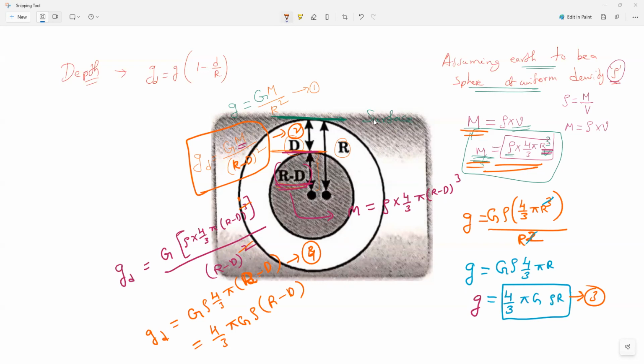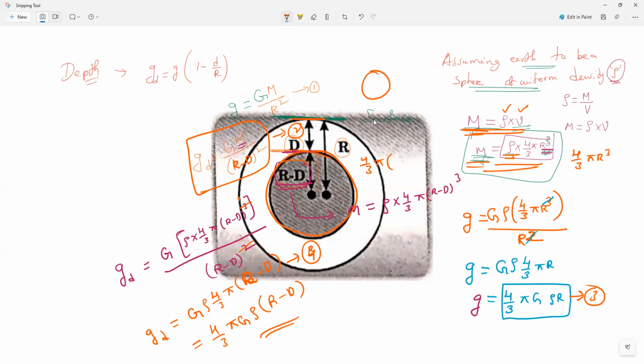So that's all it is. Nothing else I'm doing. I know the mass of any kind of object is density into volume. Density is rho. As the earth is a sphere, what is the volume of a sphere? 4 by 3 pi r cube. So here this is the entire volume. If I went to this depth, only this is the volume. So what is this volume? 4 by 3 pi, and now what is the radius? Here it is R, but now here what is the radius? (R minus D) whole cube. Understand?